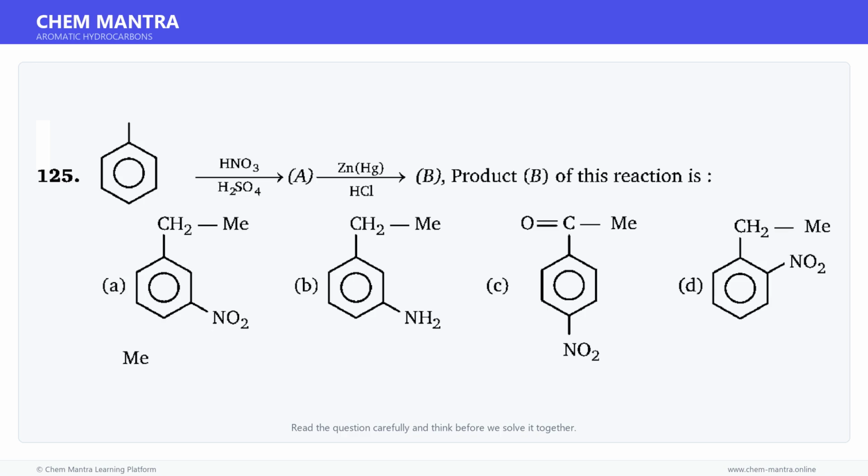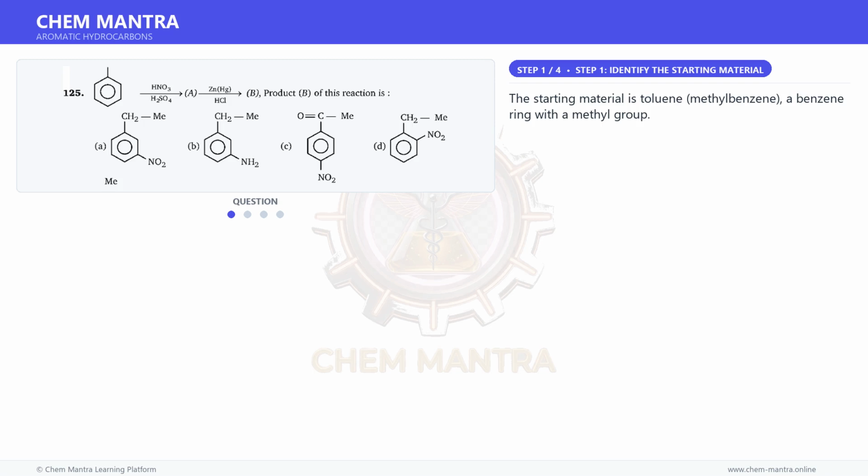Here is a question. Read it carefully and think about the answer. Let us solve it step by step. Let us begin solving this step by step. The starting material is toluene, methylbenzene, a benzene ring with a methyl group.